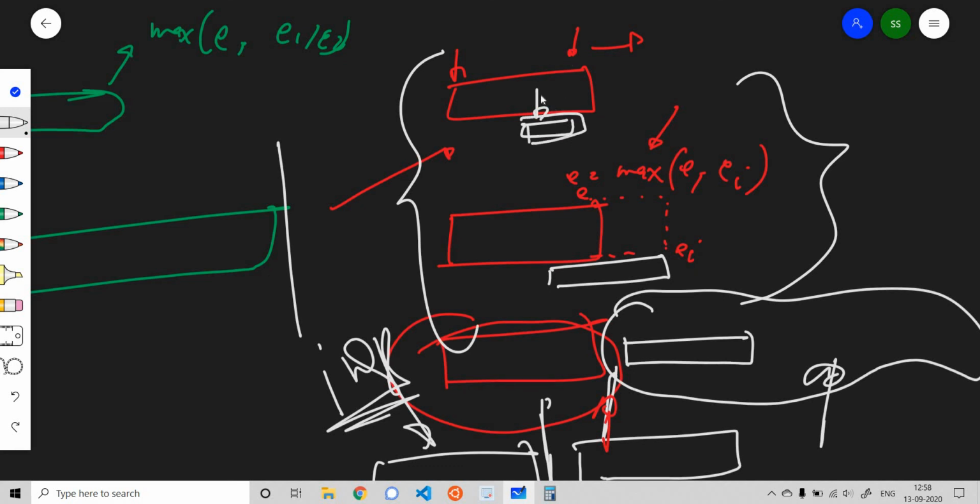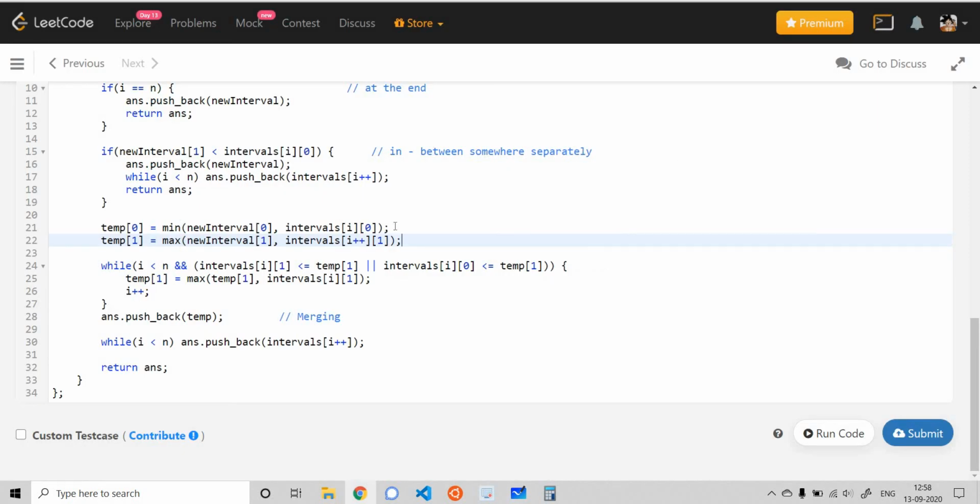If it is completely inside, I won't be doing anything. If it is halfway there and its ending point is greater than the ending point of my current interval, I'll just increase or extend my current interval to the right. So yes, this is where I am extending it. I am taking the max of my current end and the end of the current interval I am considering.